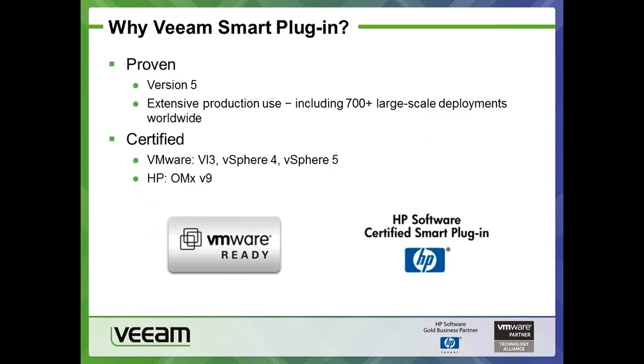As far as the Veeam Spy is concerned, we have a proven architecture using version 5. We're an agentless technology, meaning that you do not have to deploy agents on your guest or your host in order for our solution to work. Extensive production use, which includes over 700 large-scale deployments worldwide. Certifications: as new releases of vSphere come out, we certify our Spy with VMware, as well as when new releases of HP Operations Manager come out, we also certify our product with them as well.